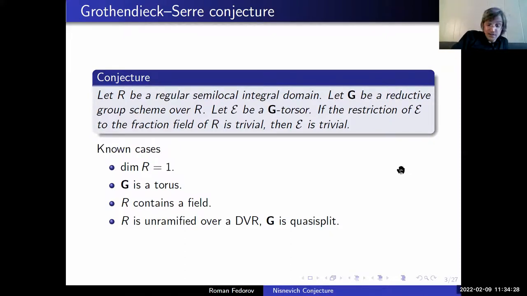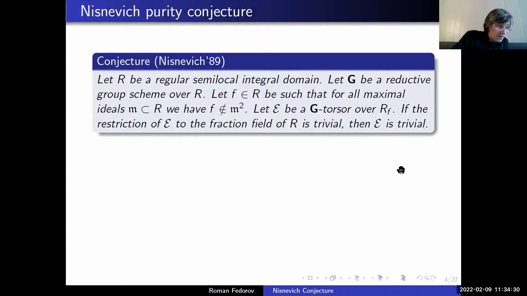Any questions so far? Okay, so now let me formulate the Nisnevich conjecture. It starts the same way as the Grothendieck and Serre conjecture, but you also have a function f on R, an element of R, with the property that this element is not in the square of any maximal ideal. We have only finitely many maximal ideals because R is semilocal. In other words, the hypersurface given by the equation f equals zero is regular.